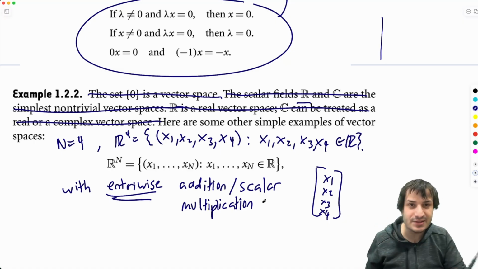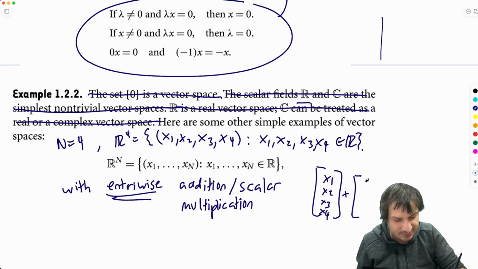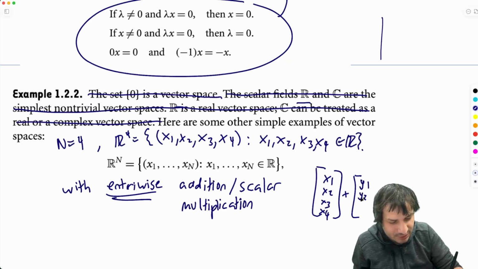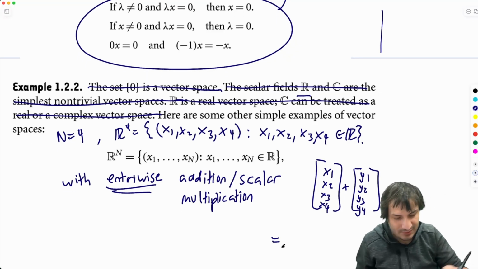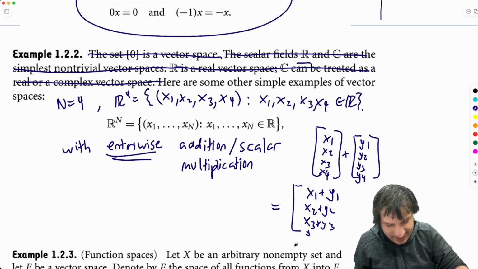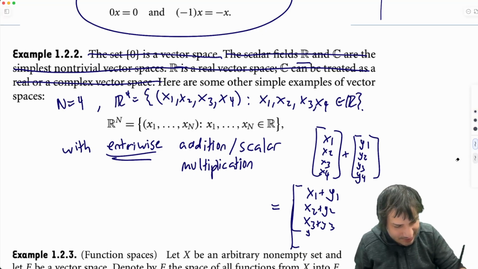So if you want to do x1 plus x2 plus x3 plus x4, sorry, you take the vector x1, x2, x3, x4, and you add on y1, y2, y3, y4, you're going to get what you think you get, which is a new vector where you add the individual entries: x2 plus y2, x3 plus y3, and last but not least, x4 plus y4. Okay. I have another more complicated example coming soon.